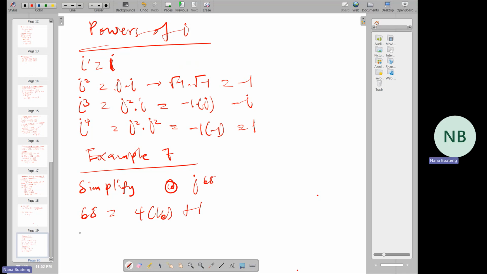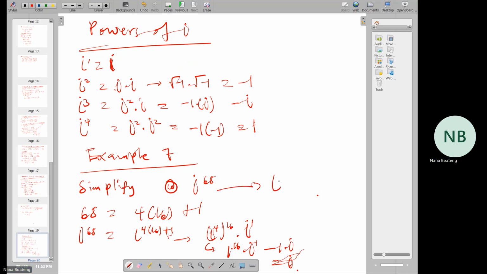So that means i power 65 is equal to i power 4 times 16 plus 1. And so this equals i power 4, all to the 16, times i power 1. And i power 4 is 1. So this becomes 1 power 16 times i power 1. And 1 power any number is still 1. So this becomes 1 times i power 1, which becomes i. So i power 65 can be simplified to i.